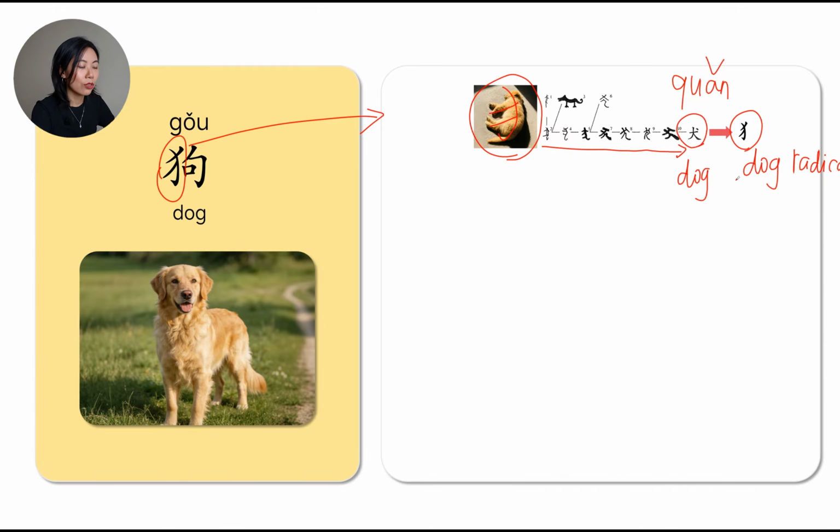The dog radical usually refers to the animal with 4 feet. For example, like dog, cat, pig, etc. But cow and sheep, they have their own radicals. So we will talk about that later. And we also have other animal radicals, like for fish, for bird, for insect, etc. Alright, so back to the 狗.